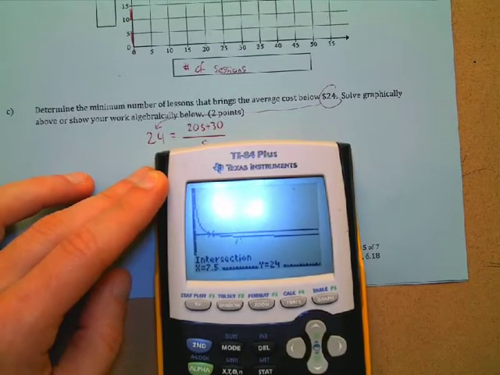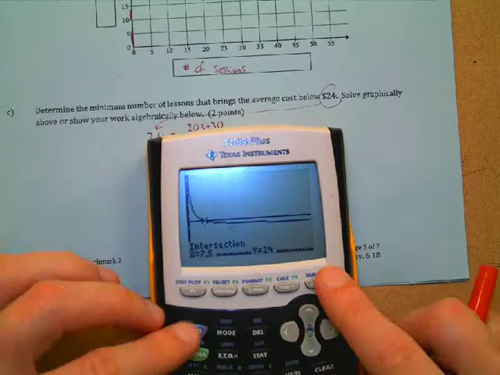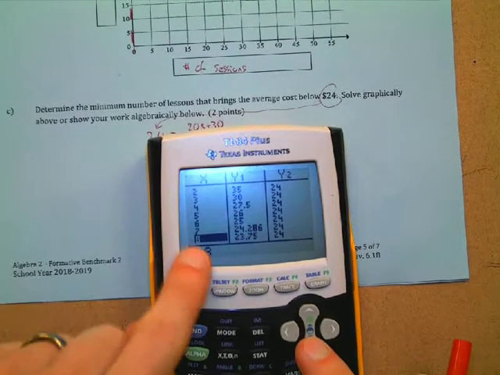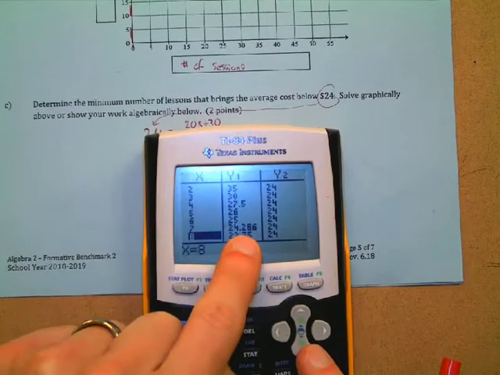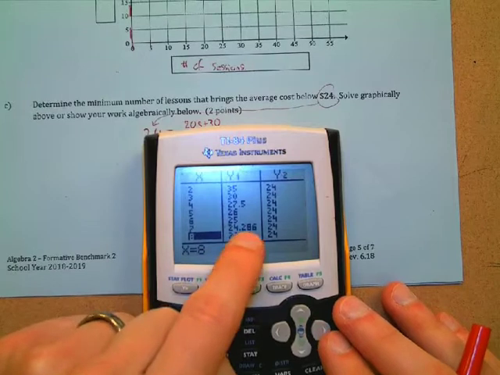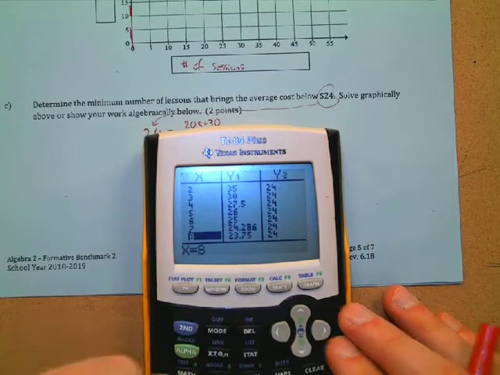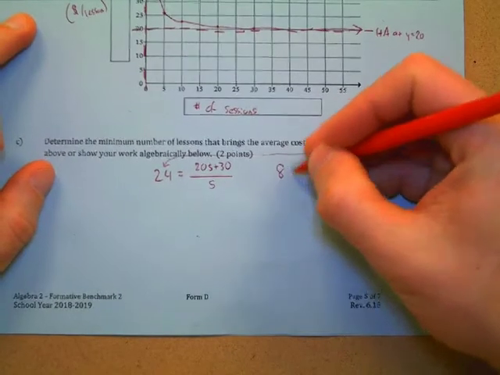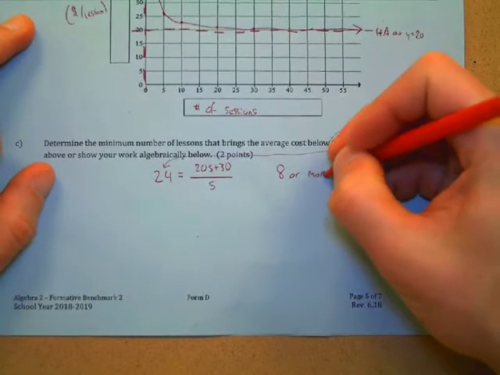8. Another way to look at this, go to your table and just watch your y values here. At 7 sessions, the average cost is $24.286. After 8 sessions, the cost is now below $24. So it would take 8 or more sessions to do that. Okay, so the answer is 8 or more sessions.